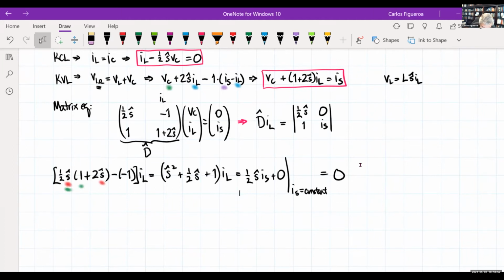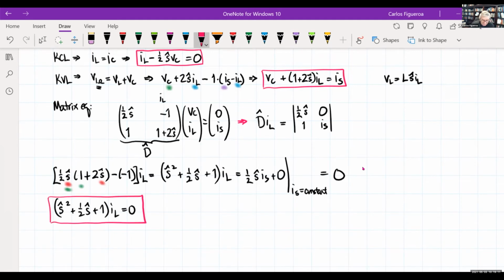So now here's my second order equation. I got S hat squared plus 1/2 S plus 1 times IL equal to 0. That's my differential equation right there. Okay, so if that's my differential equation, I want to do a check and get the forced response.